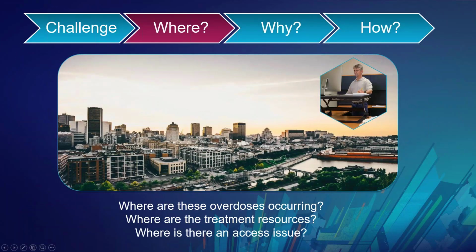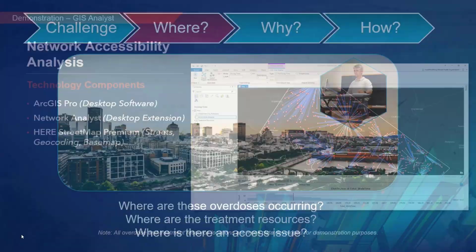But first, I want to focus in on the why or the where. And of course, that would be the first question that we look at when we're using geographic information systems, which are so well suited to address the location component of problems. I'm going to be looking at where overdose is occurring, where the treatment resources are, and where there are access issues across the community. And this type of activity would typically be done by a GIS analyst using desktop software. So that's exactly what I'm going to be demonstrating.